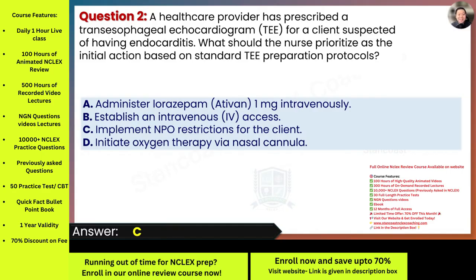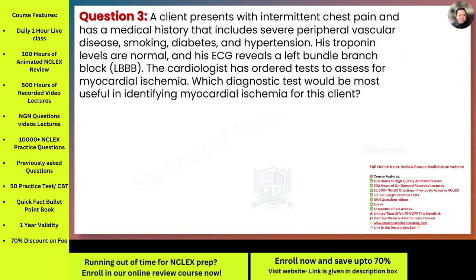The key here is timing and safety for your client. Enforcing NPO status is your first priority because it's a prerequisite that must be met well in advance, typically starting 6 hours before the TEE. The other options, IV access, sedation, and oxygen, are also important but can occur later, often just before or during the procedure itself. Let's have number 3.